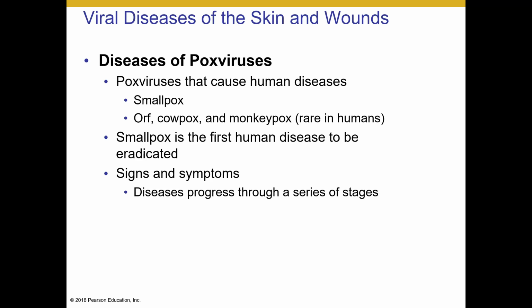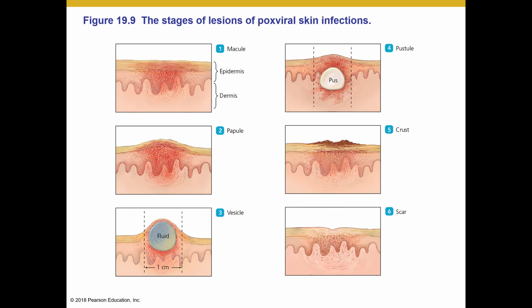Poxvirus infections progress through characteristic stages, starting as flat spots and developing into fluid-filled lesions and eventually scabs. This figure shows how poxviral lesions develop over time. First, there are macules, which are flat, discolored spots. These progress to papules, which are raised bumps. Then vesicles form, which are fluid-filled blisters. These become pustules filled with pus and finally scab over.